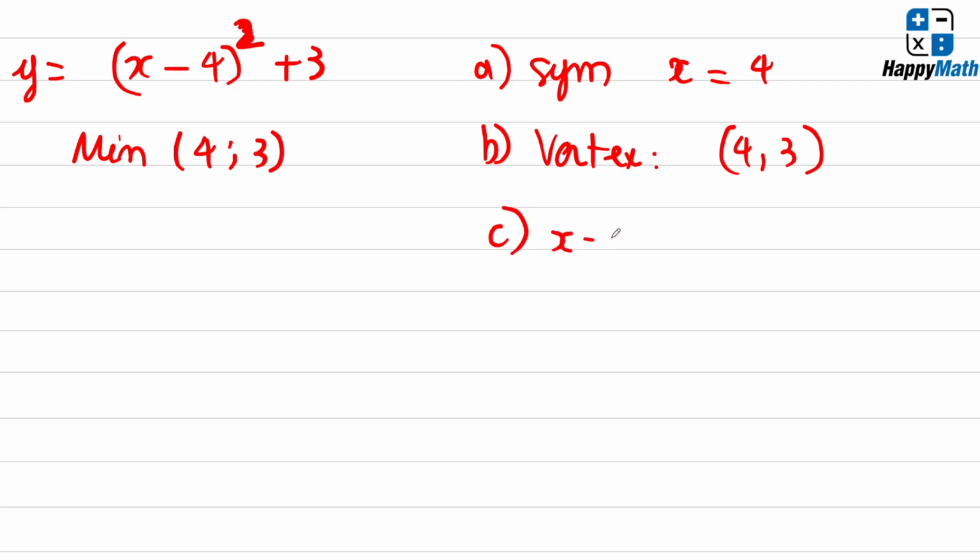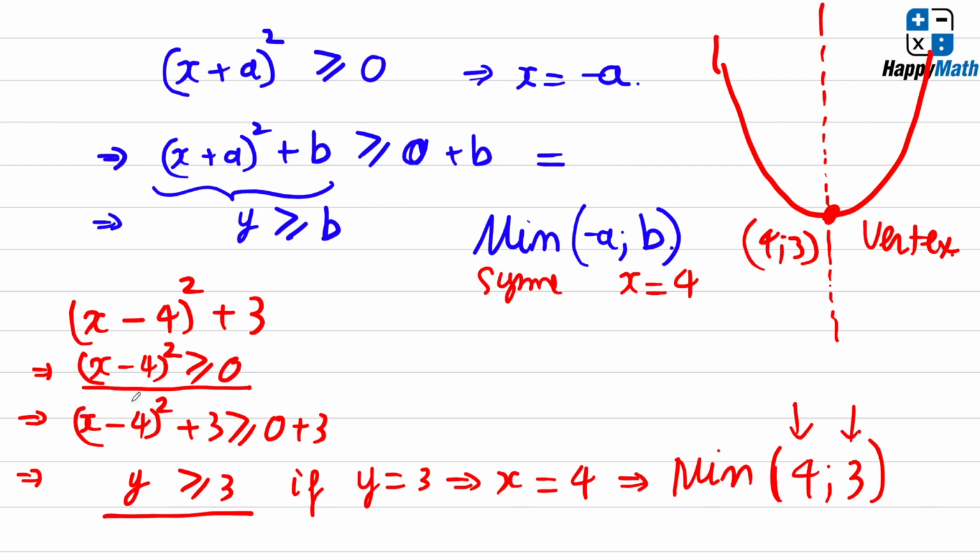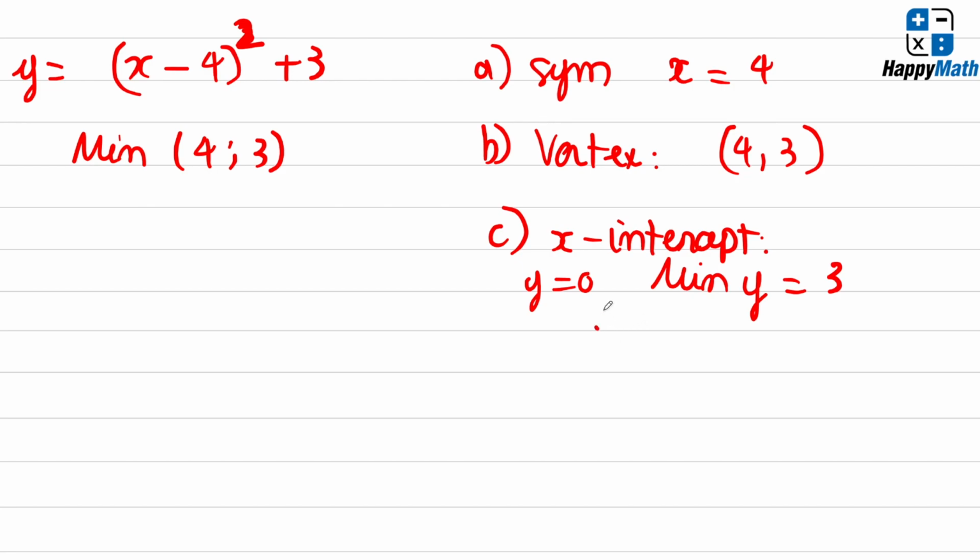About C, you want to find the x-intercept. It's not too difficult. The x-intercept means y equal to 0. For this question, you got a minimum point of y equal to 3, because y is never less than 3, because y is greater than or equal to 3. So for this one, I have no solution. I have no solution of x.